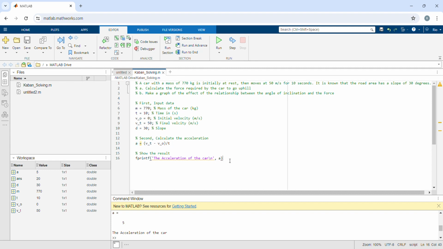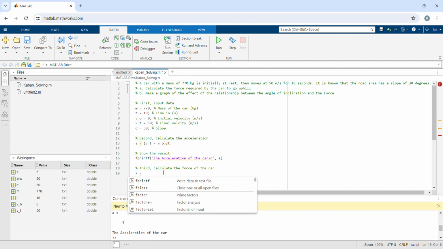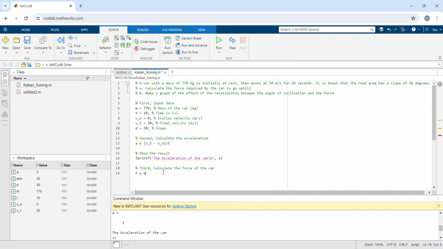So the third step is we have to find the force. We will find the answer to the first question: calculate the force of the car. Of course, we can directly calculate the force of the car by multiplying mass and acceleration. So it will be like this.